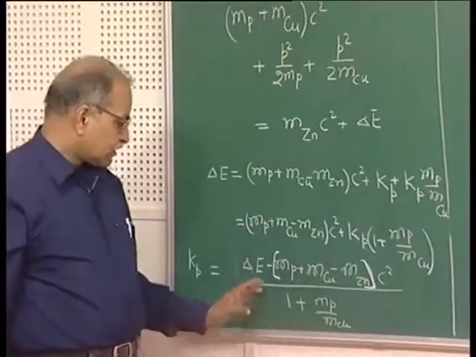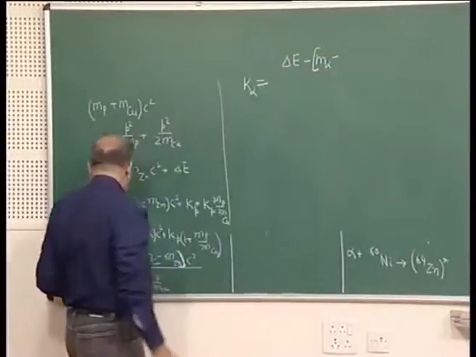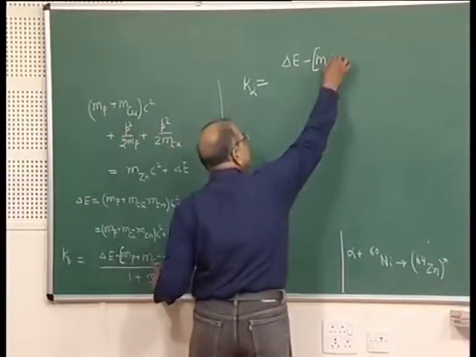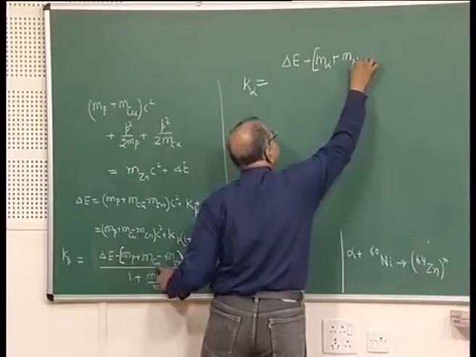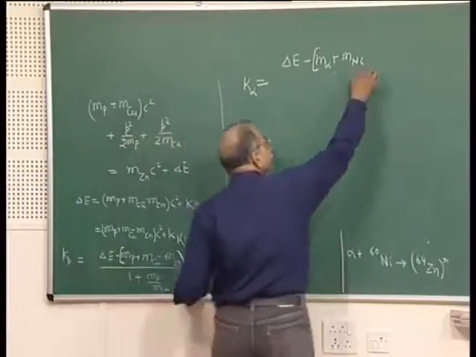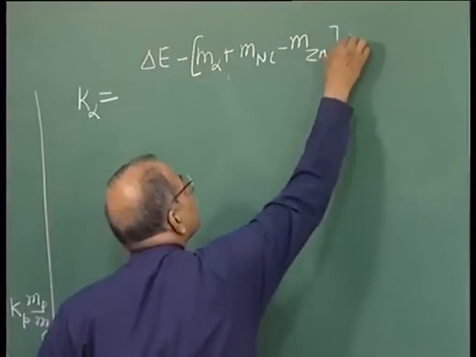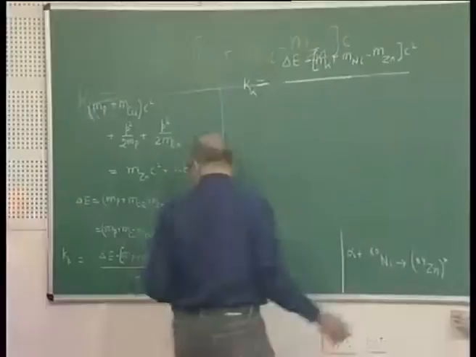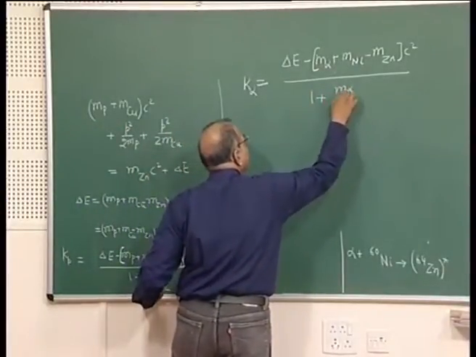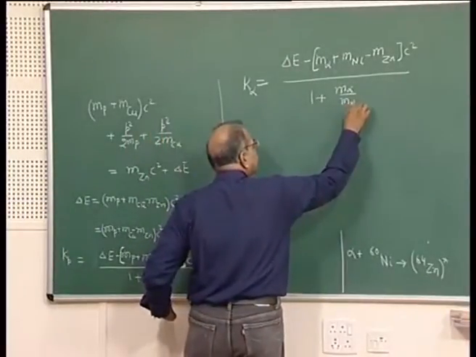Now, it is dimensionally also consistent. So, it is delta E and then minus, put a bracket here, and this is M alpha plus M nickel, in place of that, it will be mass of that nickel 60, and then minus mass of zinc, that will remain there. So, minus mass of that zinc 64 times C square and then divided by 1 plus MP, here it will be M alpha, divided by MCU, here it will be M nickel.